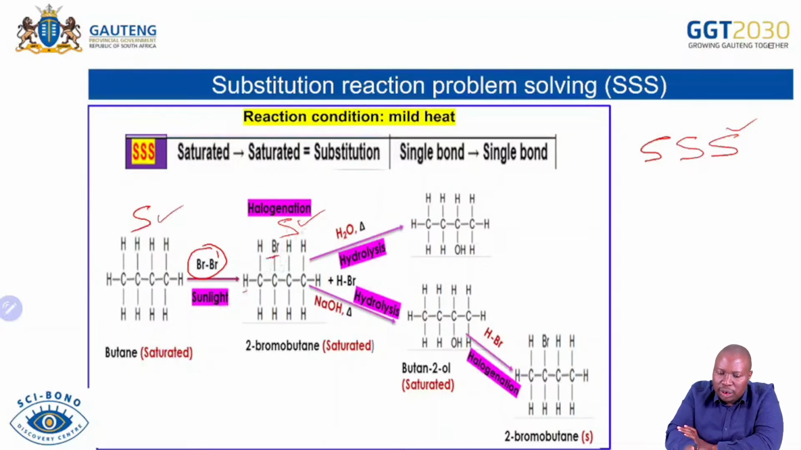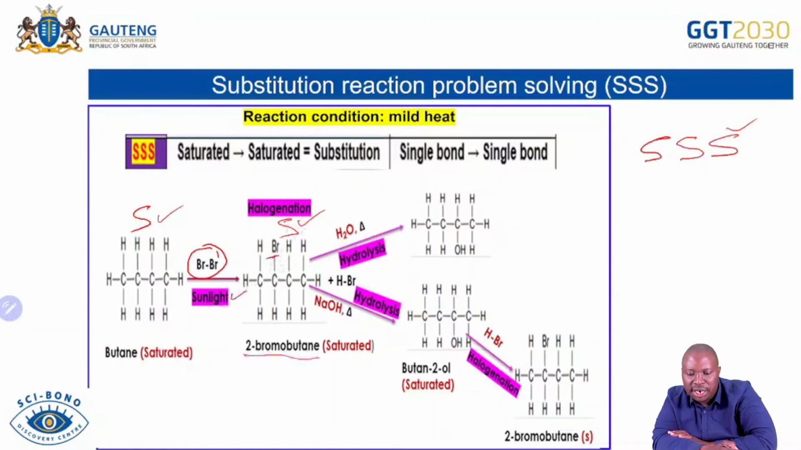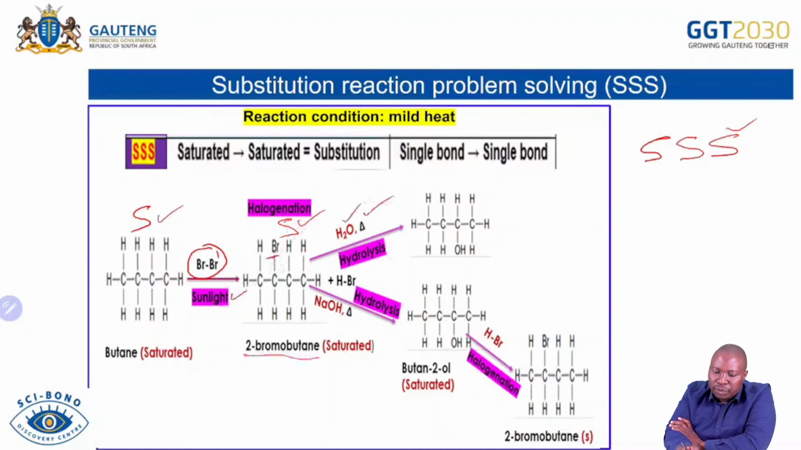And we are saying this is halogenation. The reaction condition is sunlight. And as we move on, we have a haloalkane, in this case 2-bromobutane. With this haloalkane, we can use water and mild heat, or we can use dilute sodium hydroxide. Don't forget, we use dilute, not concentrated, sodium hydroxide. For substitution, we use dilute sodium hydroxide and mild heat. And the reaction, we are referring to it as hydrolysis.